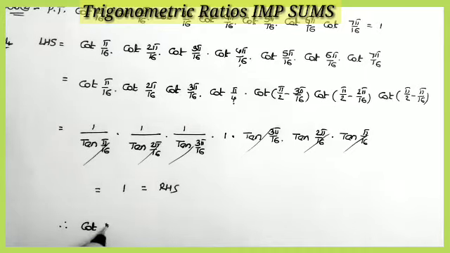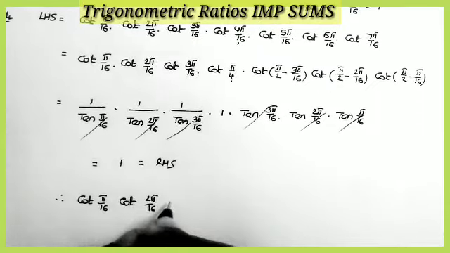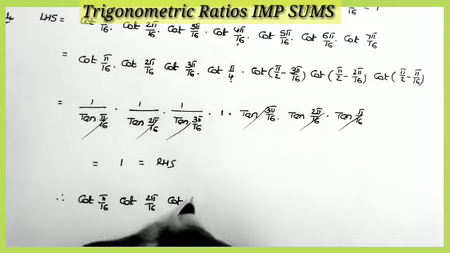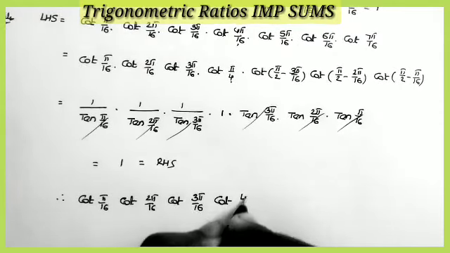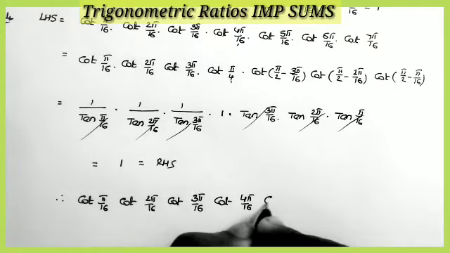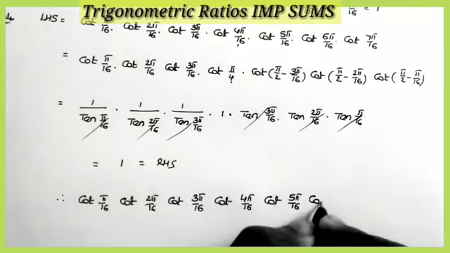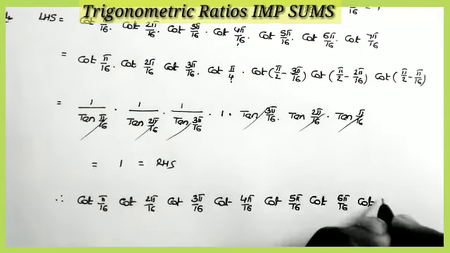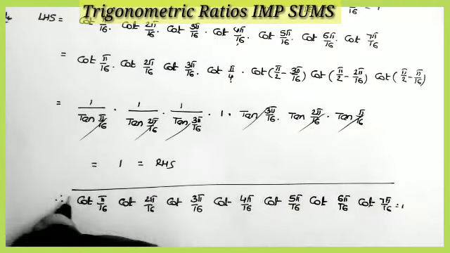These two questions are of the same model, but very, very important questions. Most important questions, most frequently repeating questions. Therefore, the answer of cot pi by 16, cot 2 pi by 16, cot 3 pi by 16, cot 4 pi by 16, cot 5 pi by 16, cot 6 pi by 16, cot 7 pi by 16 is equal to 1. That's all. This is the answer. Very easy question. Okay, understand all of you?